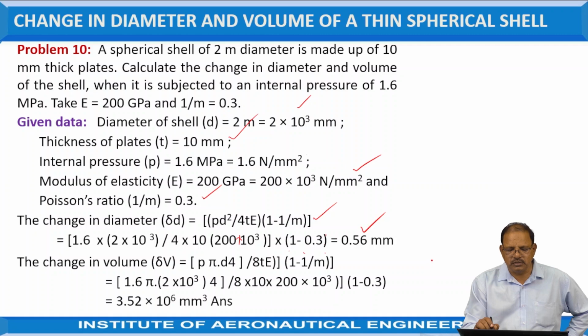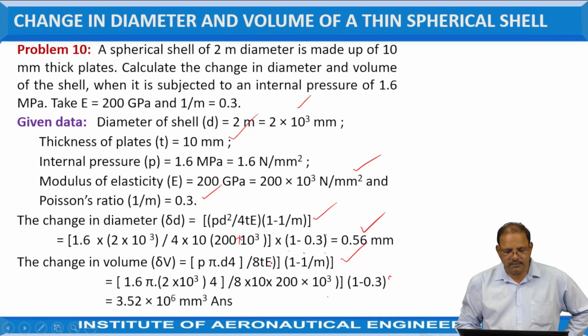The change in volume is equal to rho into P into pi d to the power of 4 divided by 8tE into (1 minus 1 by m). By using the relations, here P is equal to 1.6, pi, D is equal to 2 into 10 to the power of 3, to the power of 4, divided by 8 into t equal to 10, E equal to 200 into 10 to the power of 3, into (1 minus 0.3). From this relationship we get 3.52 into 10 to the power of 6 mm cubed. This is the final answer.